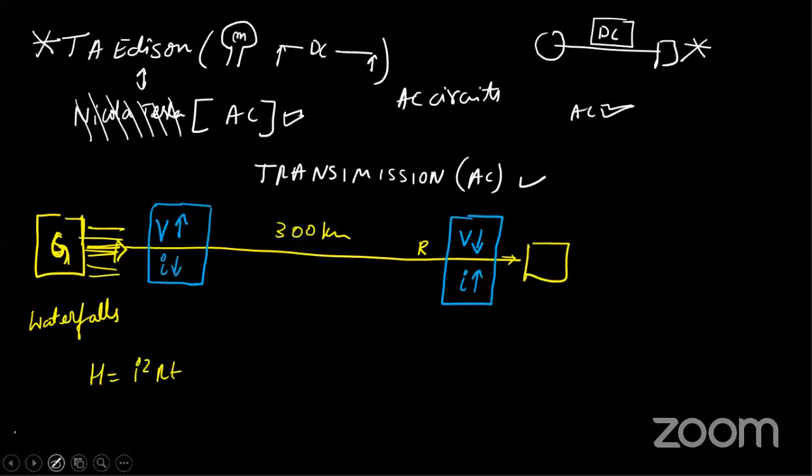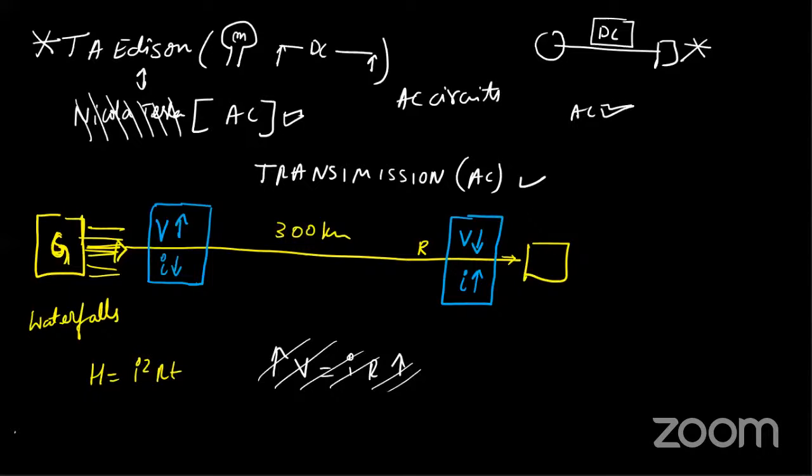Why is the transformer a magic box? Because we know that V is equal to IR. When the potential increases, the current also needs to increase, right? Both of them are directly proportional to each other. But a transformer is a different kind of device which can increase the voltage and decrease the current, or it can do the reverse also. If it decreases the voltage, it can increase the current. So that is why we use transformers.